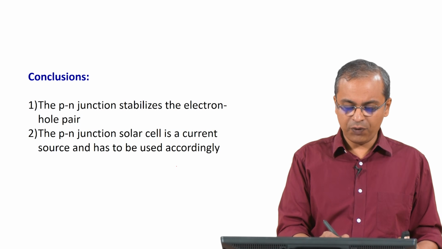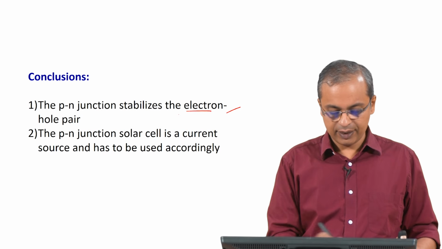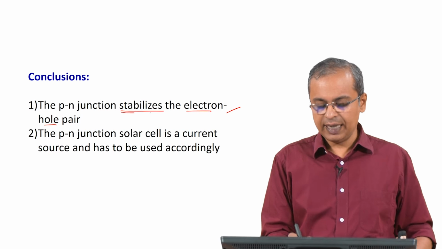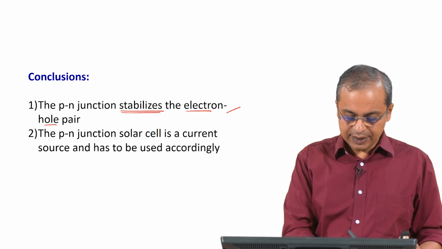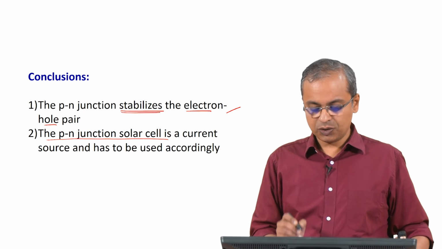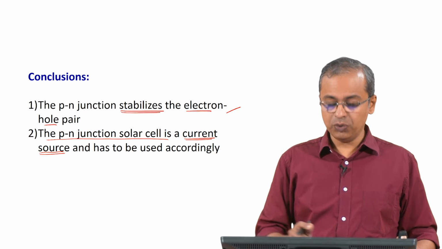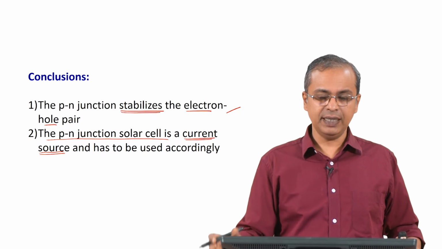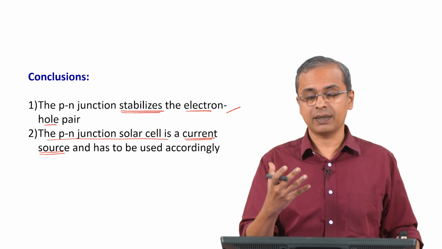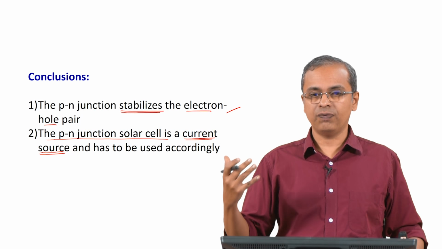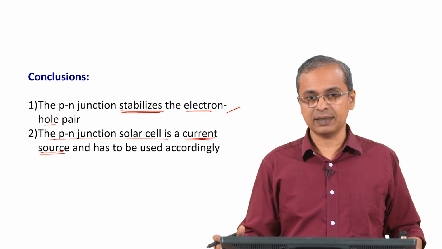So, in conclusion, the main points that we see here are that the PN junction stabilizes the electron hole pair. Okay. So, this is very critical, and that is why it is preferred over simply having a semiconductor. And then the PN junction solar cell is a current source, because the photocurrent is being generated and therefore it has to be used accordingly, and what that accordingly is we will see. How do you maximize the potential, how do you maximize the ability of the solar cell to function for a particular end use, or how do you match the end use to the characteristics of the solar cell.